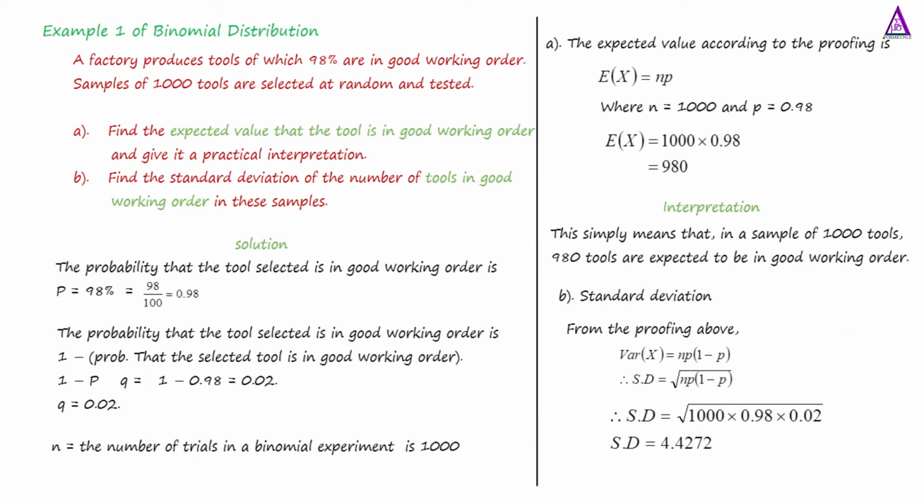Solution. The probability that the tool selected is in good working order is p equal to 98%, according to the question, which we have 98 divided by 100, which gives us 0.98.